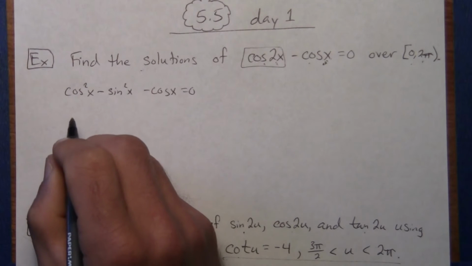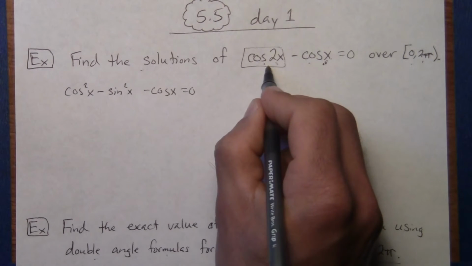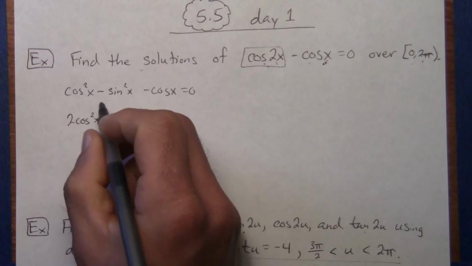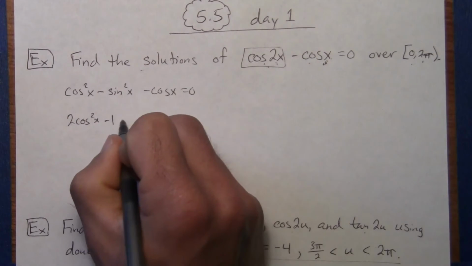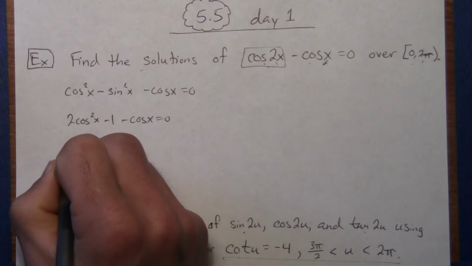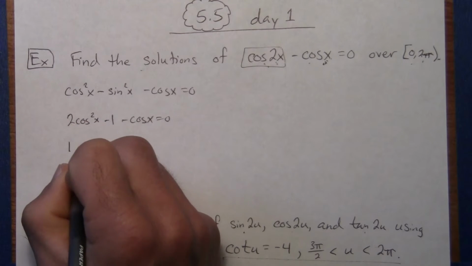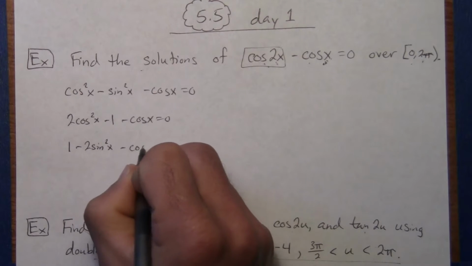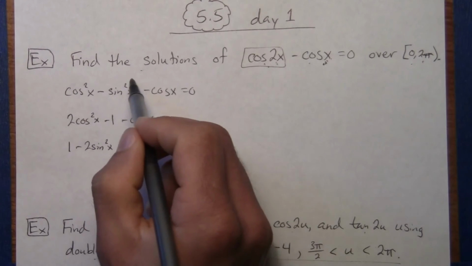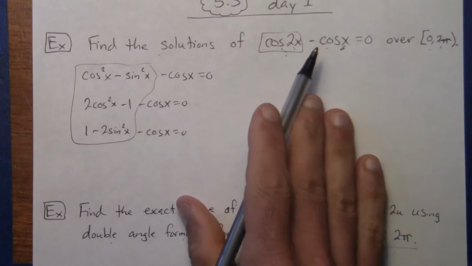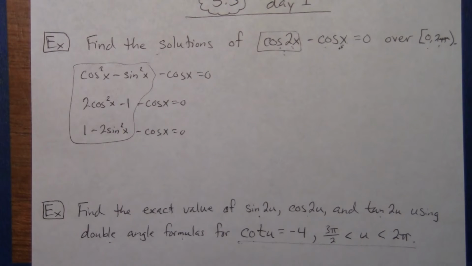Or I could change it into 2 cosine squared x minus 1. And then of course I still have minus cosine x equals 0. Or I could change this into 1 minus 2 sine squared x, then minus cosine x equals 0. So the cosine 2x function is one of the few ones that has multiple identities that you could use. I can use any one of these equations, whichever one I want to.